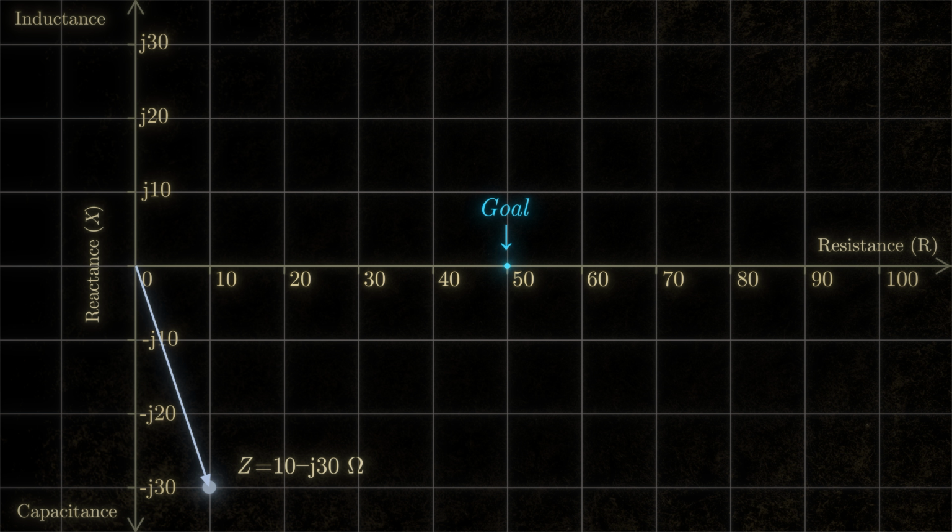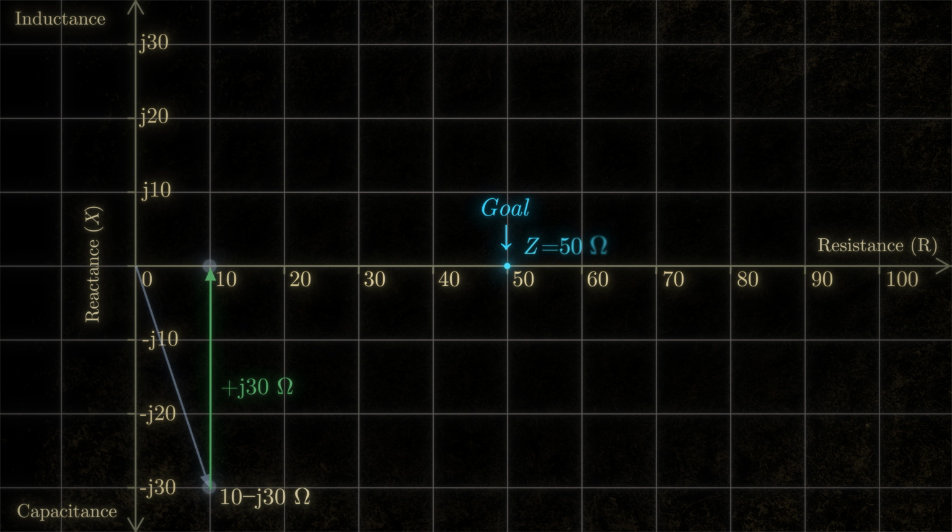We have to cancel out that negative J30, and we can do that by adding a series inductor of plus 30, and the imaginary part drops to 0. So inductive and capacitive parts cancel each other out. That leaves the real part, 10 ohms, and we need 50.